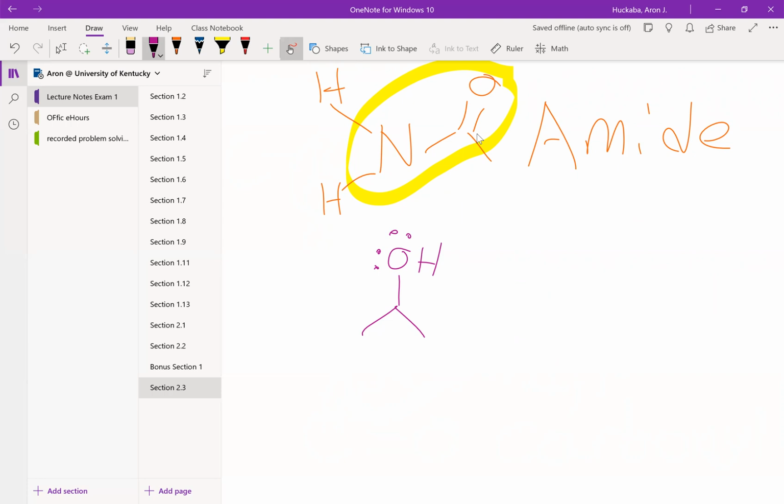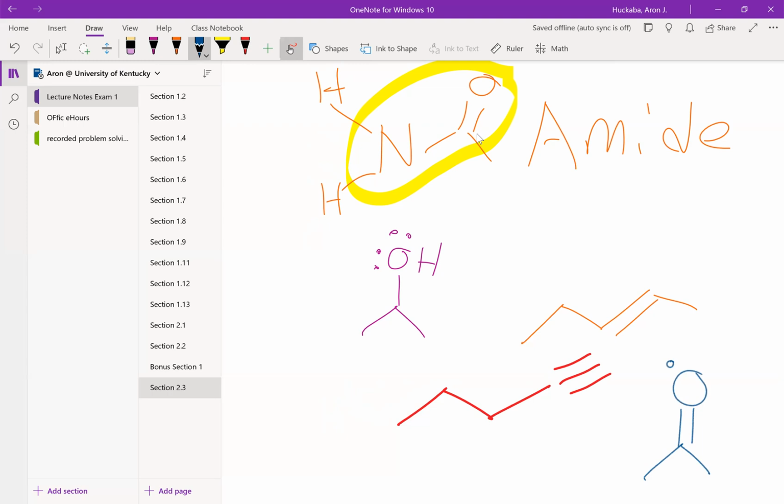Another bond line drawing is maybe one for an alkene. There we are, carbon-carbon double bond, or maybe a carbon-carbon triple bond, like this, or perhaps a carbonyl group, like a ketone. You can see that here. This is acetone, the primary ingredient of nail polish removers.